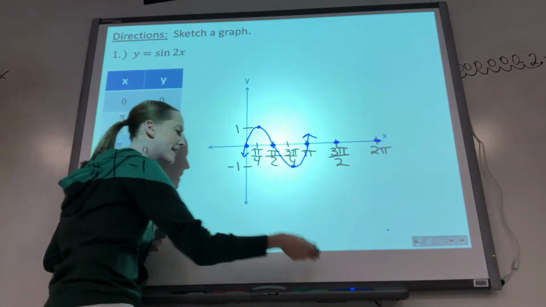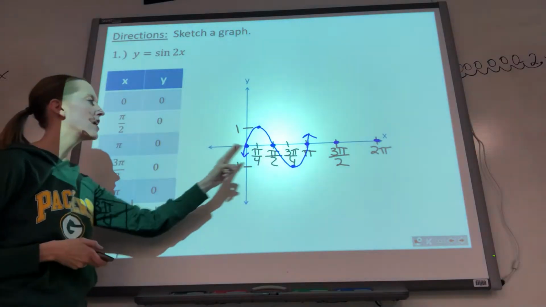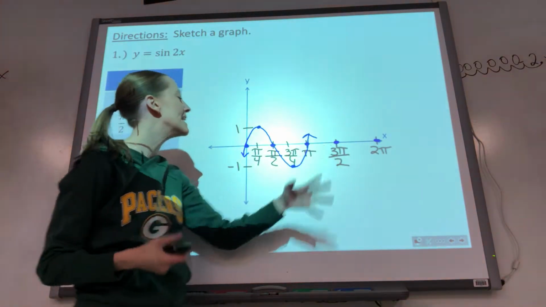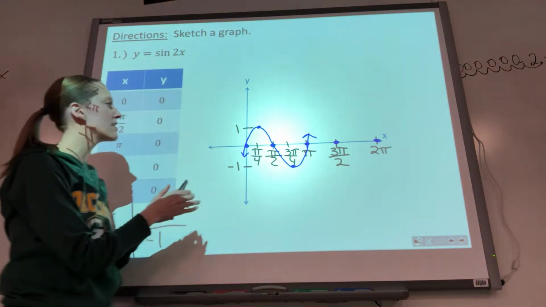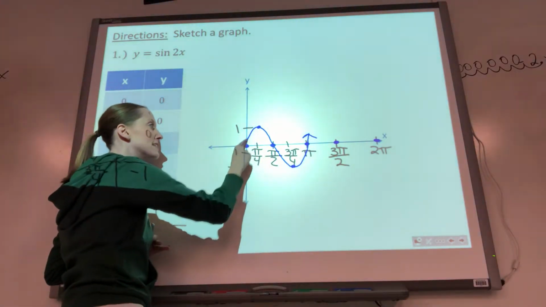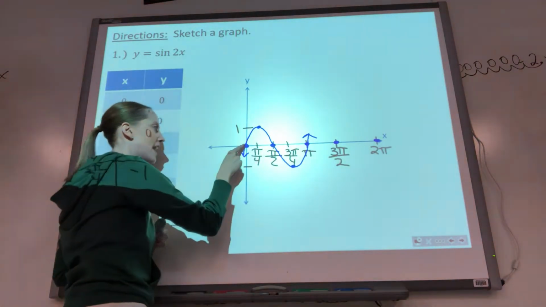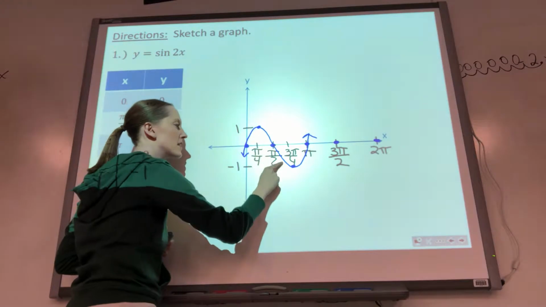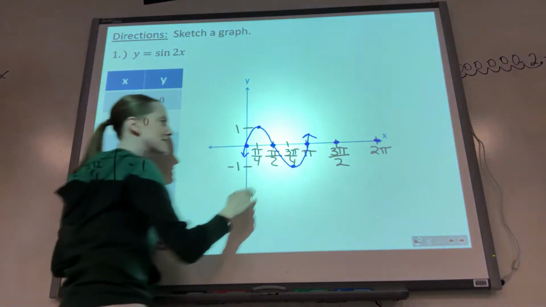We know that it keeps going forever and ever, and I could probably figure out where the rest of those points would be. But for right now, I'm just going to connect it like this, because this is what the parent graph looked like. It started at 0, went up, back to 0, went down, back to 0.